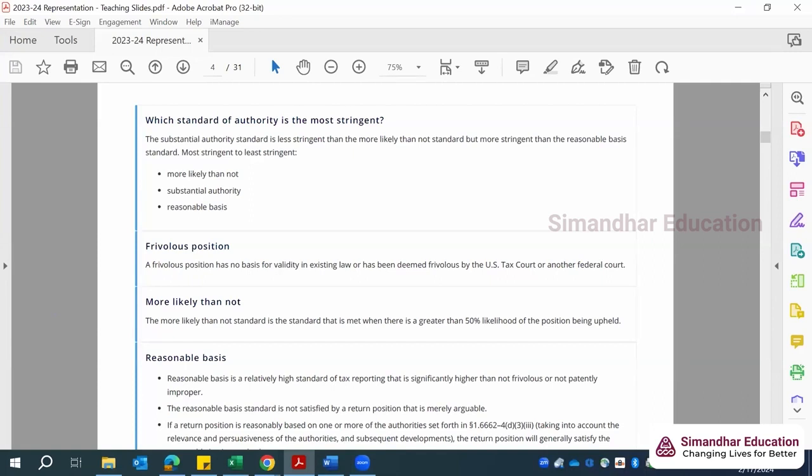That means the position or the opinion that you have taken will be honored by the court of law. So more likely than not standard is basically where the Internal Revenue Service believes that there is a scope of tax avoidance or there is a scope of tax evasion.